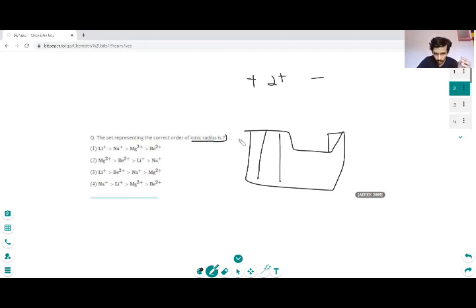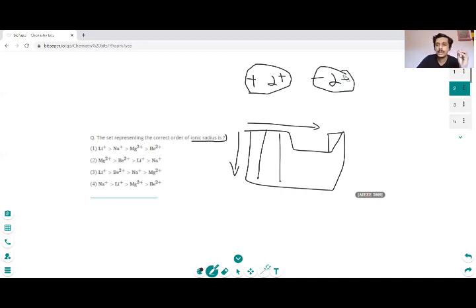As we know, when we go down the group, ionic radius increases, and when you go along the period, ionic radius decreases. As positive charge increases, ionic radius decreases. As negative charge increases, ionic radius increases. These are the basic concepts: the charge and the position in the periodic table. Now we have to apply both concepts.